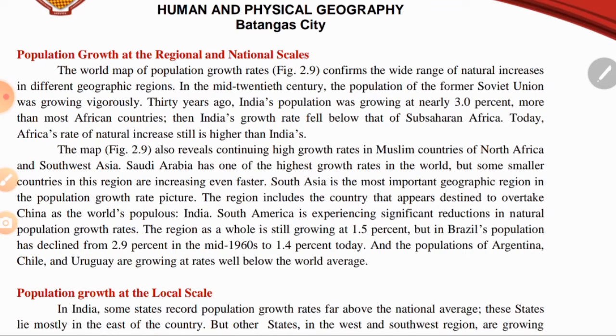30 years ago, India's population was growing at nearly 3%, more than most African countries. Then India's growth rate fell below that of sub-Saharan Africa. And today, Africa's rate of natural increase is still higher than India's. But now sub-Saharan Africa faces the impact of the AIDS epidemic, which is killing millions and also reducing life expectancies and curtailing the growth rates.